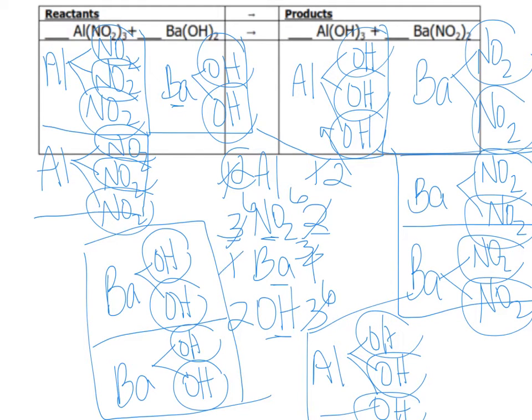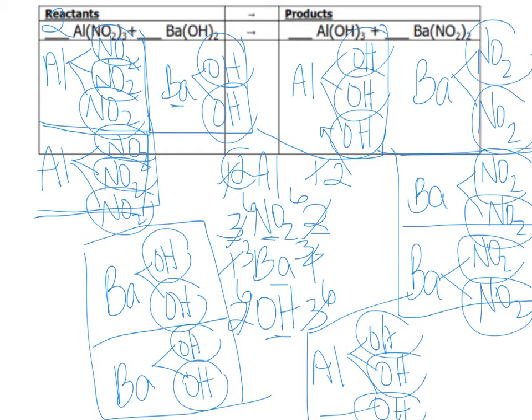And now both sides have 3 Ba, and they both have 6 groups of OH. So this is a little bit of a mess, but we just have to count our boxes now to get our coefficients. And in the first one we have 2 boxes right here, so that's a 2.